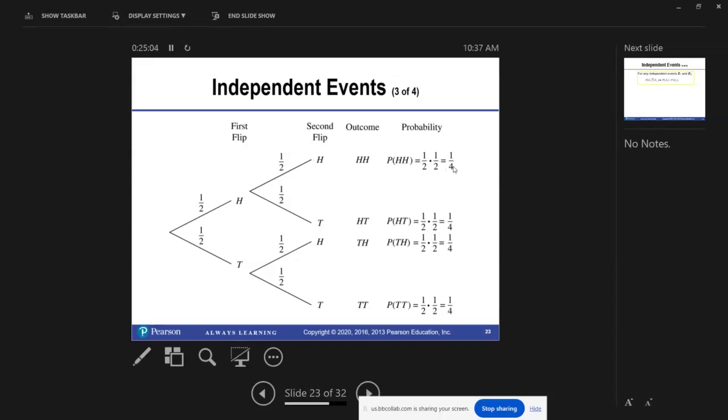1/2 times 1/2 means I have a probability of 1 over 4 of flipping the heads, then another head. For head tail, 1 out of 4. For tail head, 1 out of 4, tail, tail, 1 out of 4.